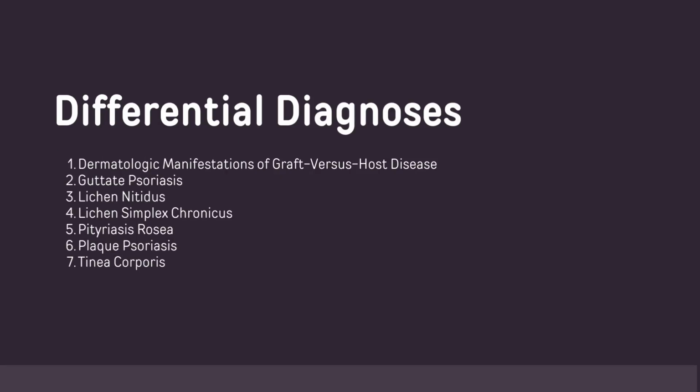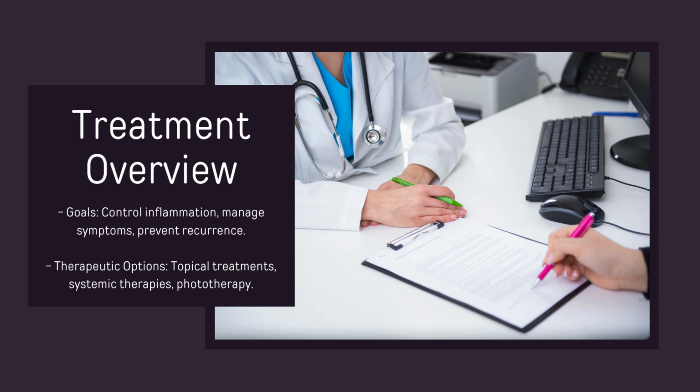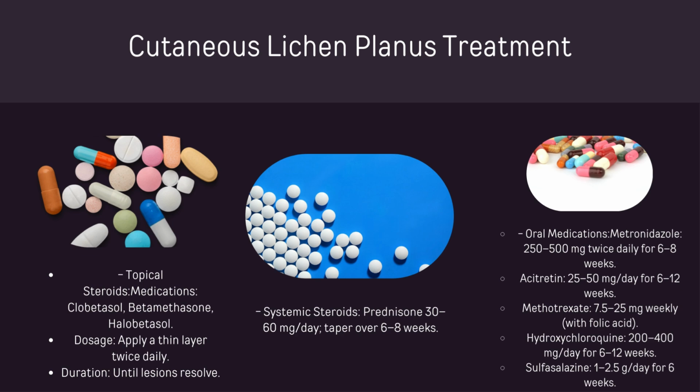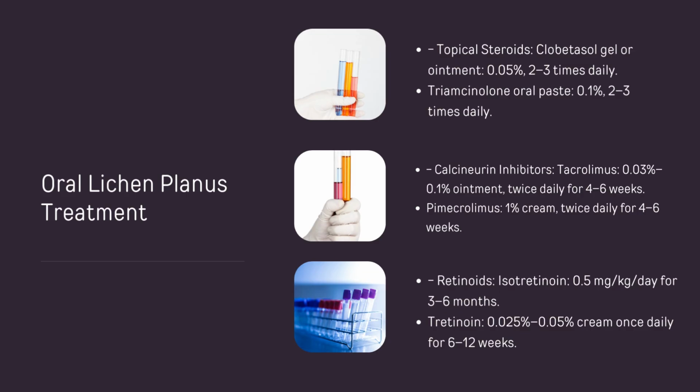The primary goals are clear: control inflammation, manage symptoms, prevent recurrence. Treatment depends on the form and severity of the condition: topical steroids for localized disease, clobetasol, betamethasone, halobetasol; systemic steroids for widespread lesions, like prednisone tapering over 6 to 8 weeks; oral medications like acitretin, methotrexate, or hydroxychloroquine for stubborn cases. For oral lichen planus, topical steroids or calcineurin inhibitors like tacrolimus are effective.